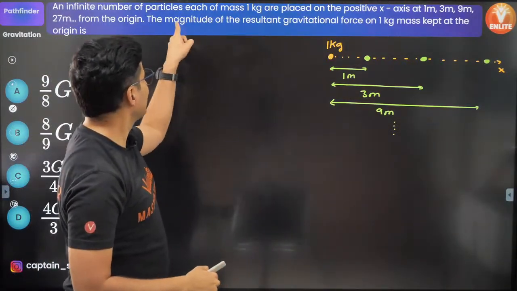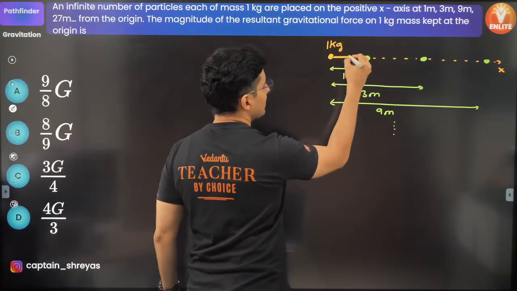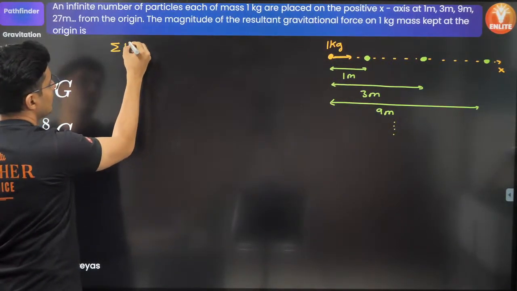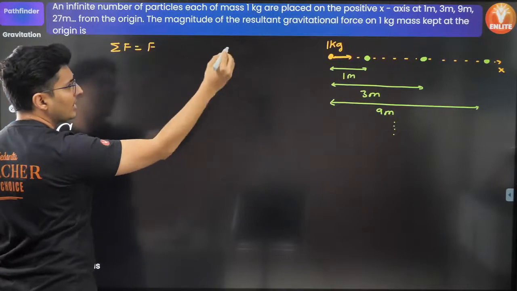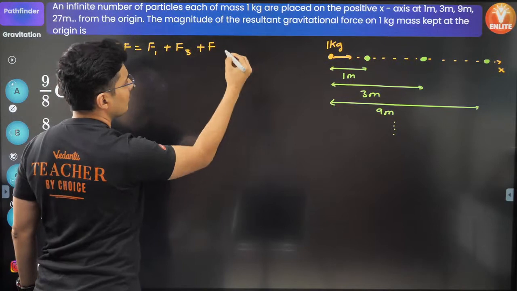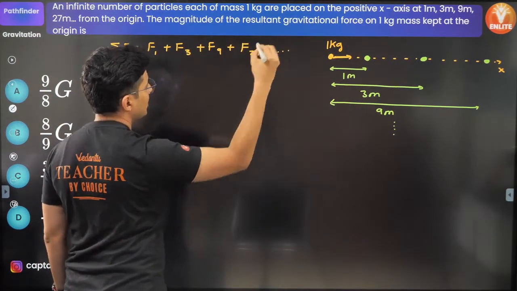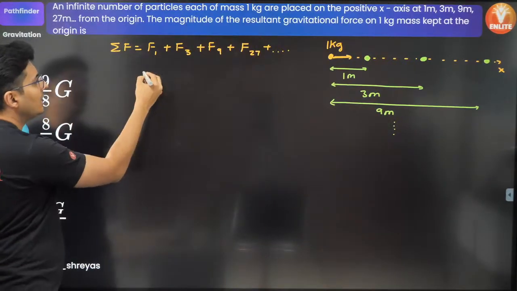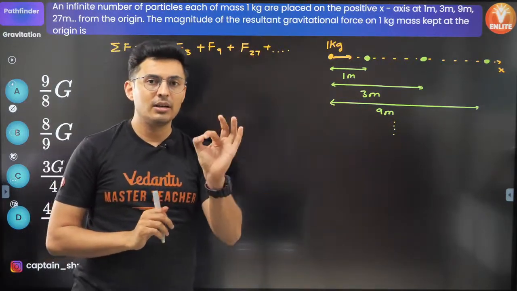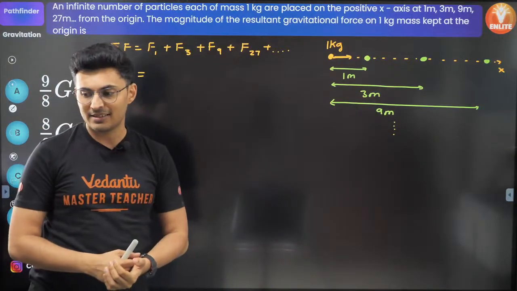So the question is, what is the resultant force on this 1 kg mass? So on this 1 kg mass, each mass will apply some force. So the net force will be the force by all the masses, F1 plus force of the mass kept at 3 meters plus force of the mass kept at 9 meters plus force of the mass kept at 27 meters, and so on and so forth. Let's see how the individual terms will look. I have a feeling it will be a series, and we can solve it using some summation formula which you would have learned maybe in series.